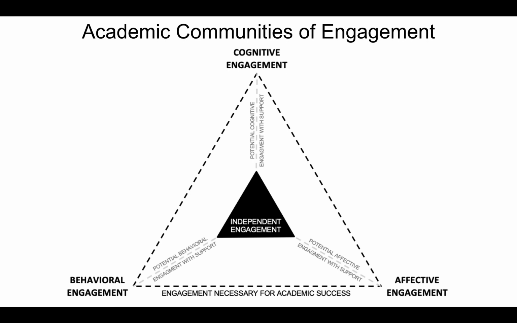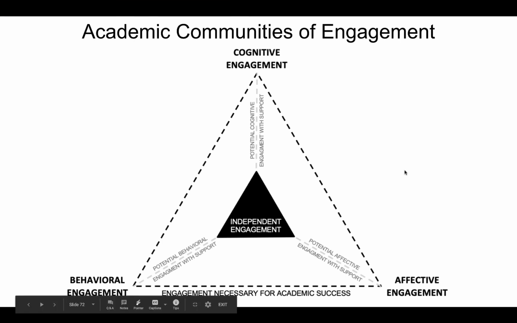You'll notice that independent engagement is in the middle. So that means students' ability to independently engage in the course without support from others. And the area of the triangle represents the amount of engagement. The dotted line is the necessary engagement for academic success.